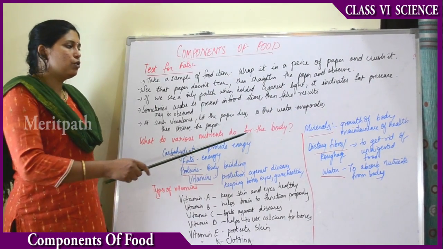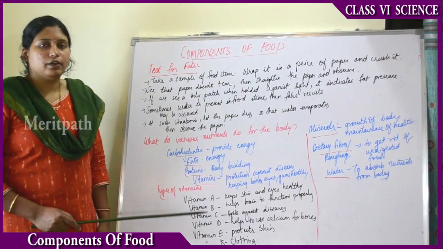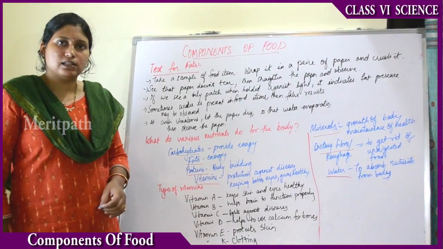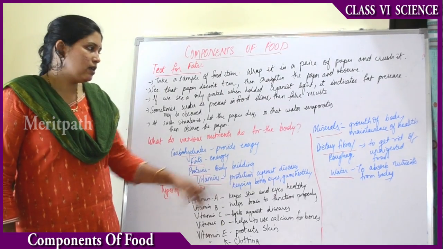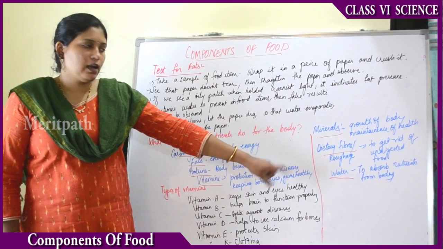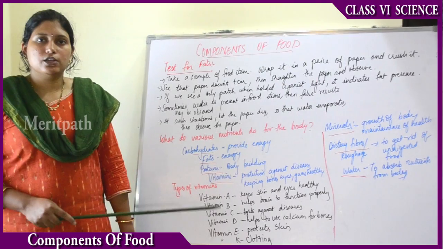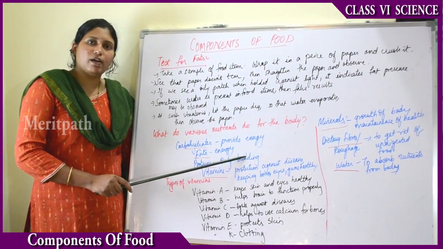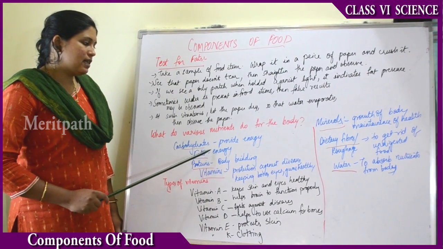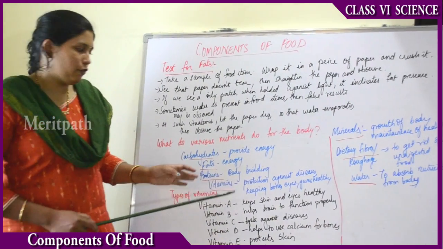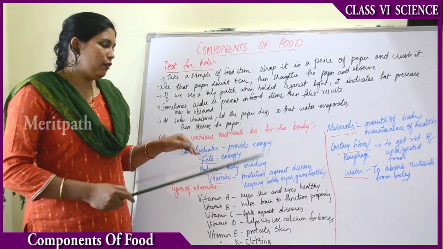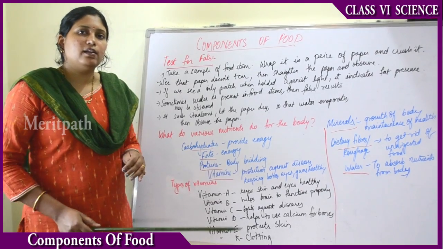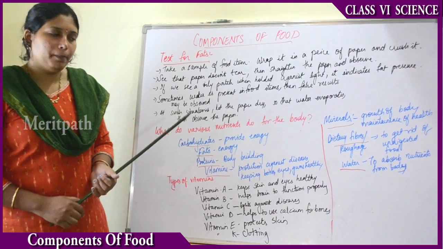Then what do various nutrients do for the body? We read about the types of nutrients: carbohydrates, fats, proteins, vitamins, minerals, dietary fibers and water. All these are nutrients for the body. What is the function of these nutrients? Carbohydrates provide us energy. Fats give us energy, but the energy from fats is much more than from carbohydrates. Understood? Carbohydrates and fats both provide energy, but fats provide more energy compared to carbohydrates.